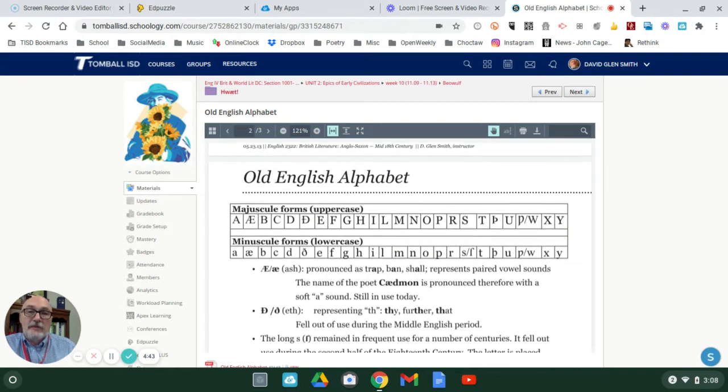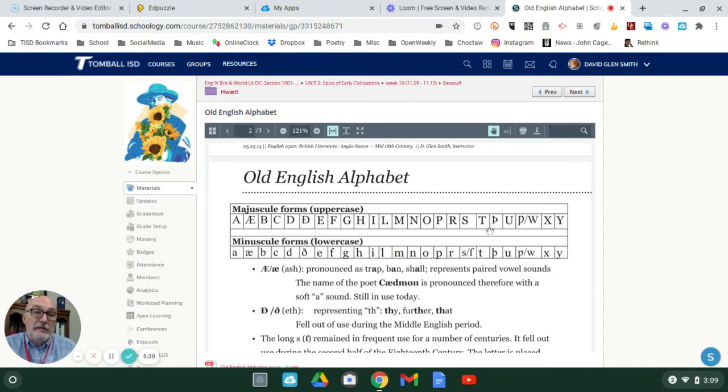So what I've represented here are the uppercase and lowercase. And as you can see, it is missing the letter J, the letter K, the letter Q, and the letter Z. What it has in addition, or what I mentioned before, the letter ash, the letter Eth. It looks like the same as the letter D with a slash mark through it.